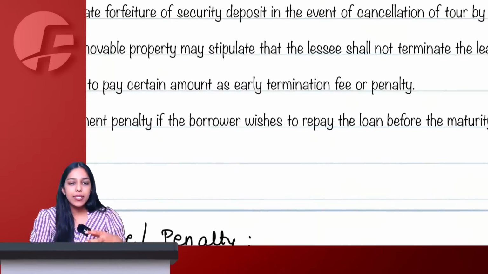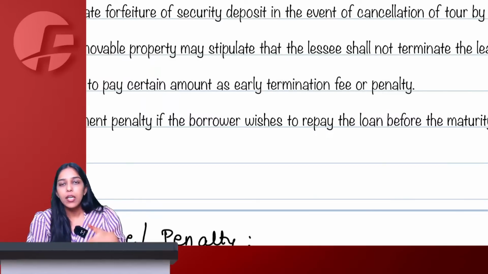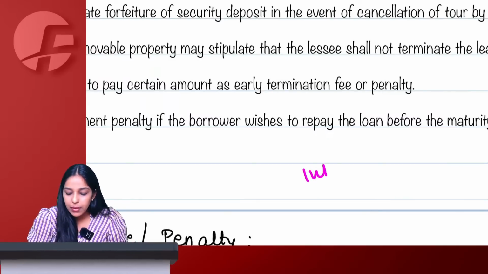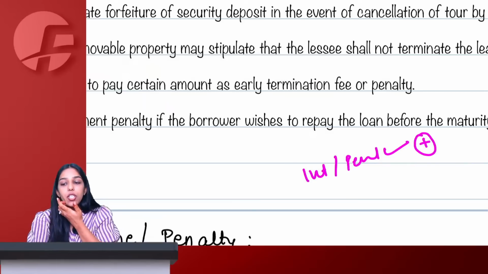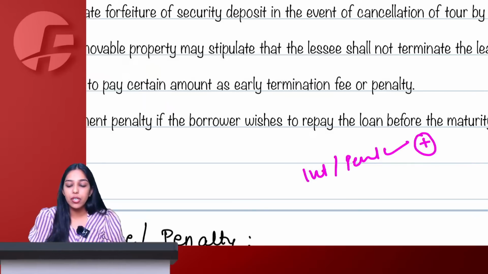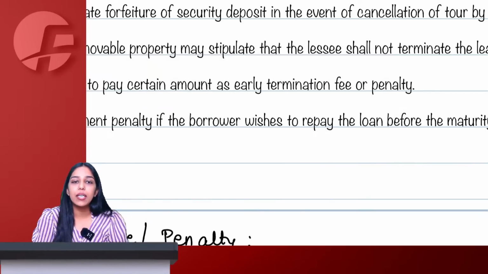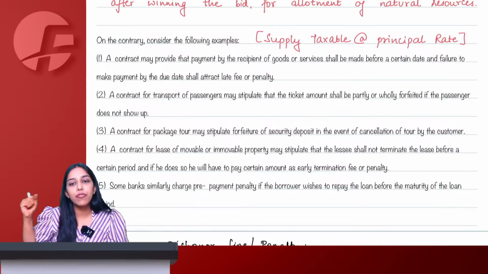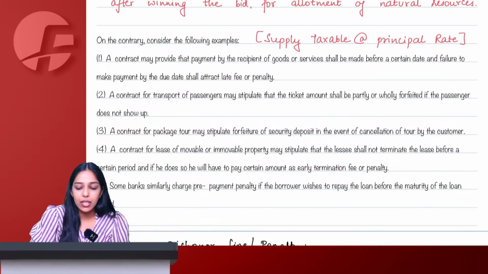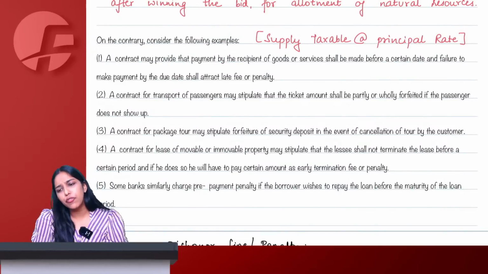Let us say the recipient is making a late payment to the supplier. So along with the late payment, we are paying some late payment penalty or interest charges. They become added to the original supply and become taxable at the original rate. Let us say I booked a tour ticket, but I cancelled the ticket at the last moment. So whatever amount I had paid, it all got forfeited. That will be taxable under GST. But ma'am, isn't it similar to breach of contract?